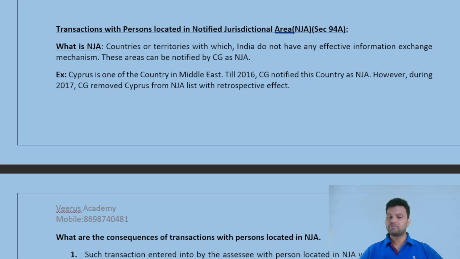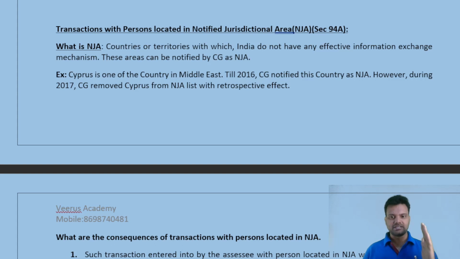What if the country is not cooperating with the Indian government, not providing the information and not ready to sign any agreement, any document, etc.? In those cases, the central government will notify that particular country as a notified jurisdictional area. If I give you an example, there is a country called Cyprus, which is in the Middle East. You can search it in Google.